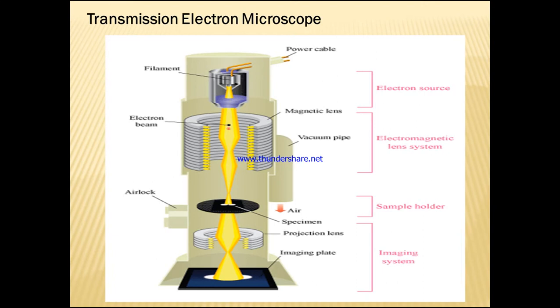The transmission electron microscope is of very great importance compared with the other microscopes, because in TEM analysis we can analyze a sample at less than 0.2 nanometer wavelength. Because of that, we use this microscope. The thickness of the sample is very small, so only thin material can be analyzed using TEM.